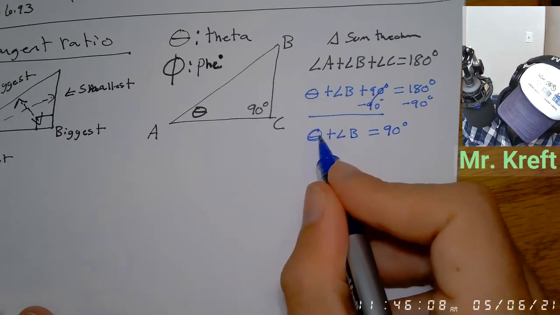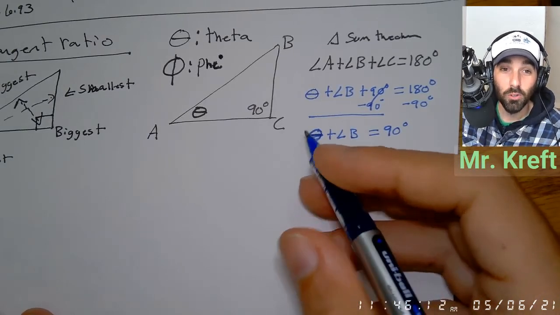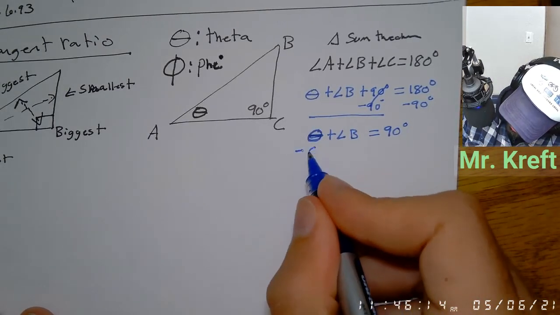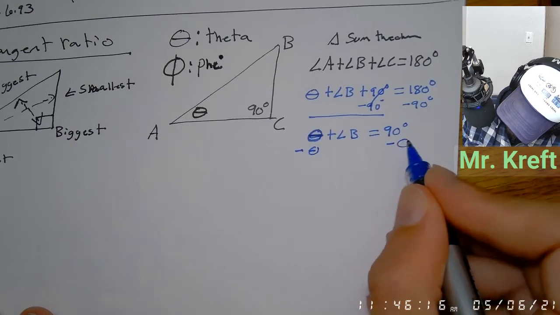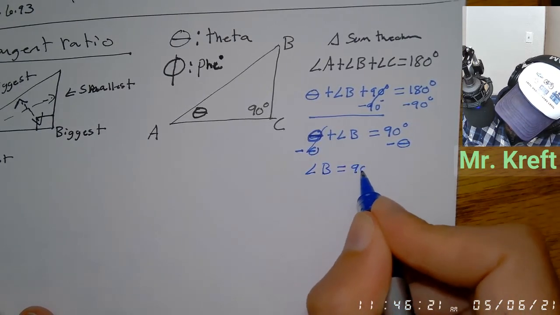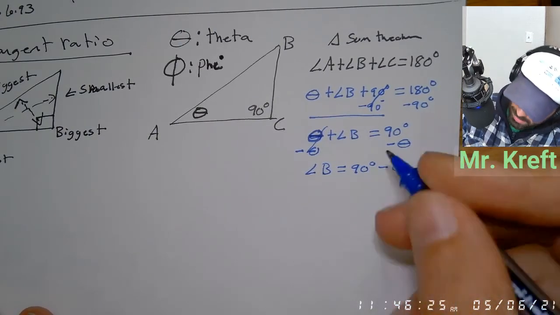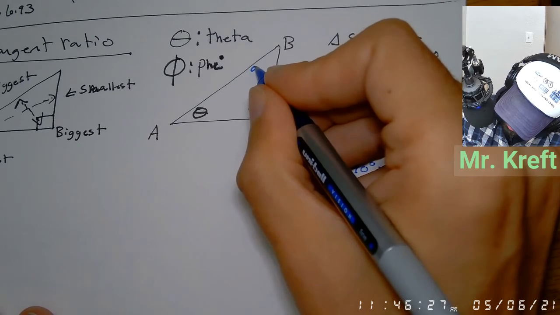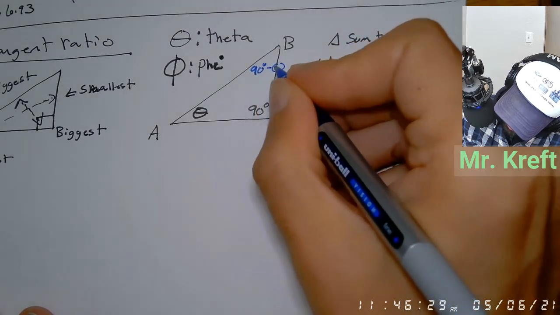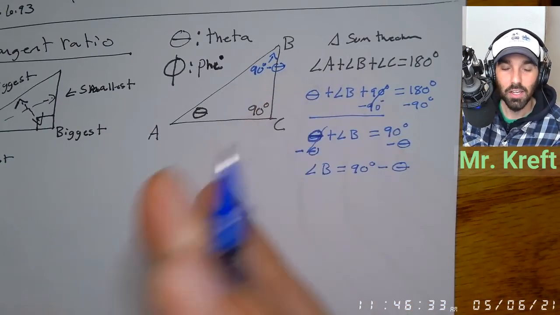My theta was really bad, wasn't it? It's like, come on, Kraft. Okay. Well, check this out. If I subtract theta from both sides, I get angle B equals 90 minus theta. And now what's really important about that, I can write that up here. This is 90 minus theta, right? That's that angle, 90 minus theta.